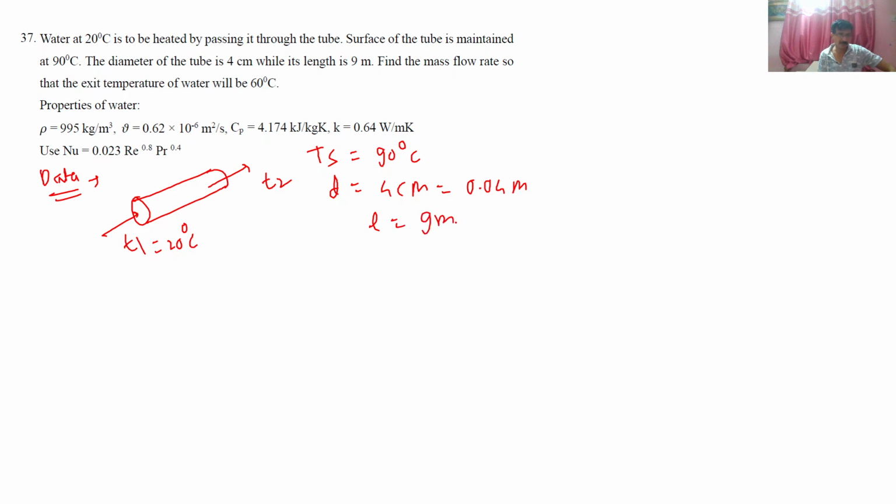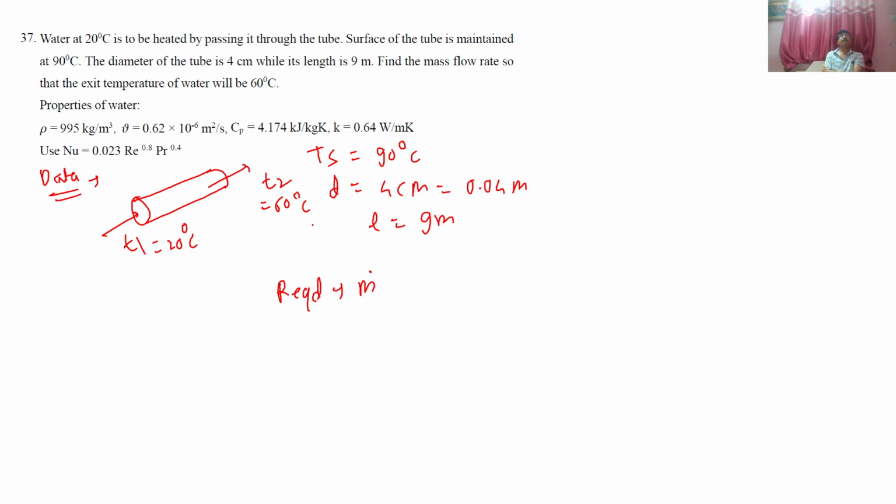I think just like the previous problem. Okay. Find the mass flow rate. Something is different here. They have asked now here for the mass flow rate. So the required answer is m dot. And exit temperature is given as 60 degrees Celsius. T2 is 60 degrees Celsius.